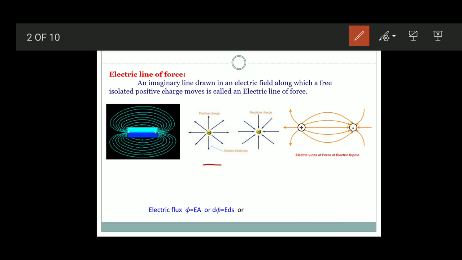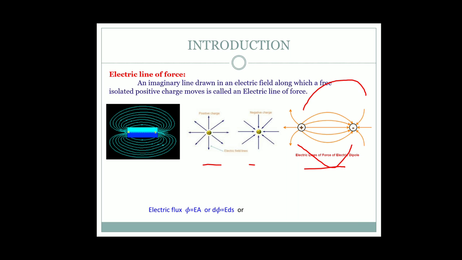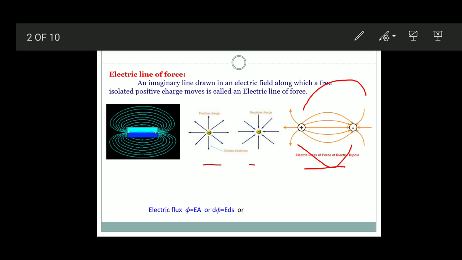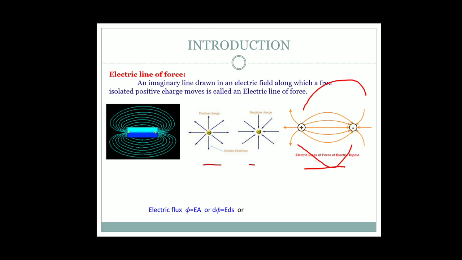In the diagram, this is the positive charge from which electric lines will move. These lines of force will reach the negative charge. In this diagram, we can see that the lines move from positive charge to negative charge. This is called electric lines of force. So, we can draw a number of lines of force between two charges. There is an infinite number of electric lines of force we can draw.